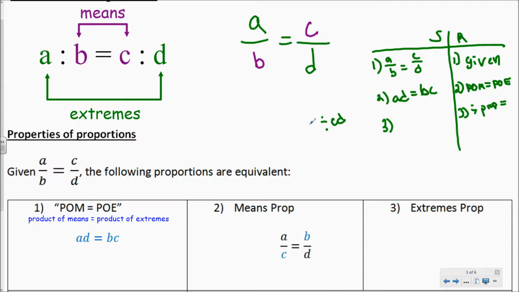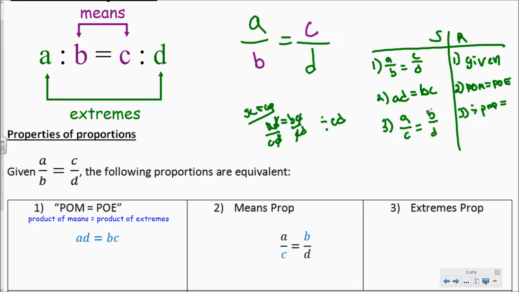Now, when I divide C times D into this equation, watch what happens. And I'm going to do it over here in some scrap space. AD equals BC. If I divide both sides by CD, on this side, the D's will cancel out, and on this side, the C's will cancel out, and I'm left with A over C is equal to B over D. Just doing some simple division.